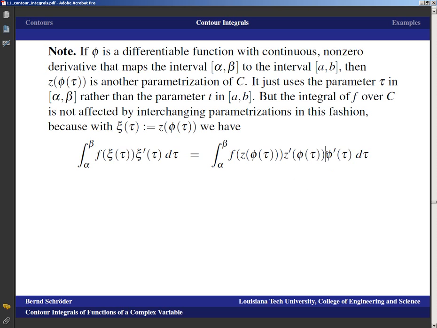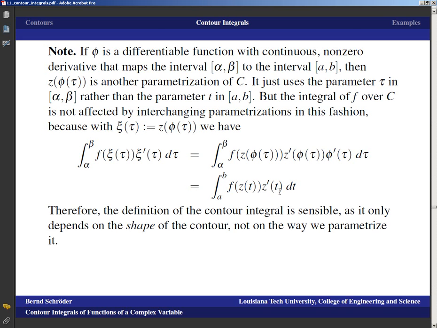Now we use a substitution, t equals phi of tau, and then dt d tau is phi prime, so we get that this thing here is dt, and so this is the integral from a to b of f of z of t times z prime of t dt, and that's how the contour integral was defined to begin with.